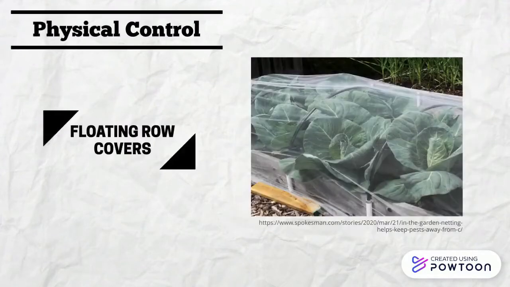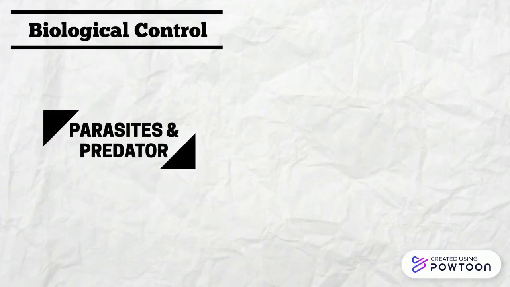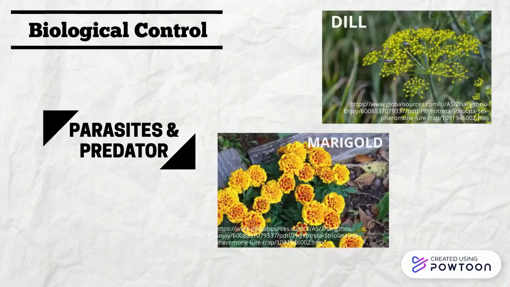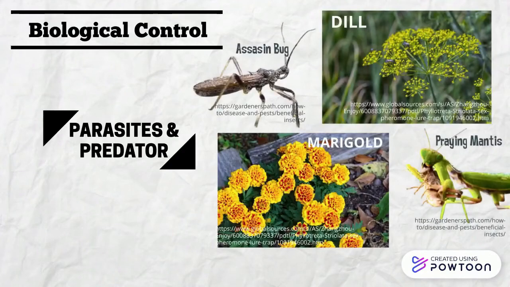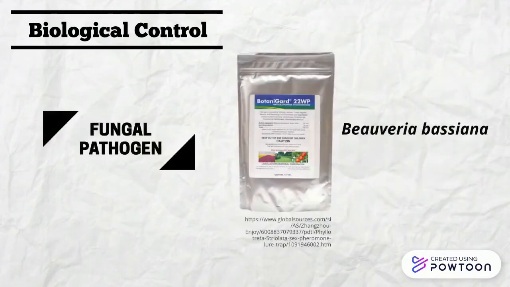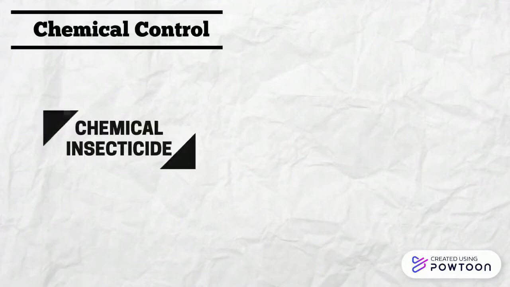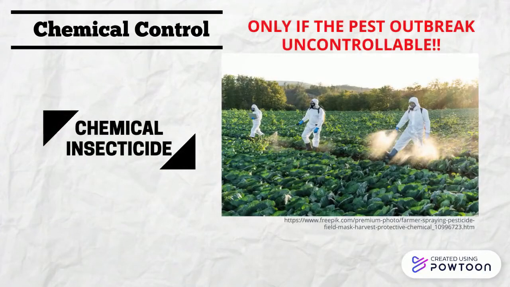In physical control, farmers can use floating row covers made from very fine mesh cloth to give protection from tiny flea beetles, or they can use sticky traps to capture those tiny damaging creatures. In biological control, farmers can use parasites and predators by planting beneficial plants like dill and marigolds to attract assassin bugs and praying mantis. Another option is using nematodes and fungal pathogens like Beauveria bassiana, which can kill flea beetles. Lastly, in chemical control, use chemical insecticides as a last resort if the infestation is out of control.